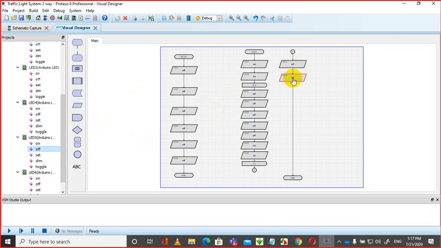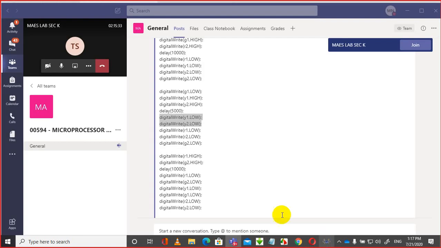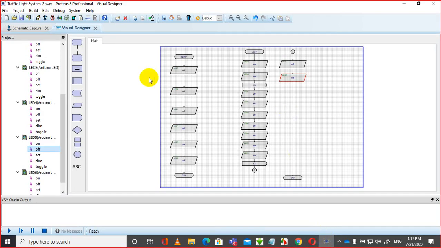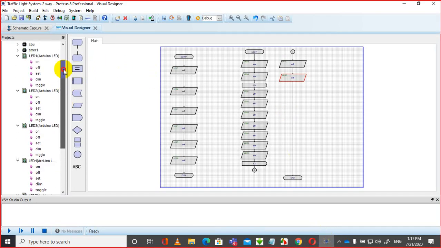Okay. Then again look at the algorithm. For the first lane and for the second lane, both red lights should be low. First lane and second lane, both red light is low. That means that is our LED 1. For the first lane, that is a red light, that is low, and for the second lane, the red light is LED number 4, that is low.